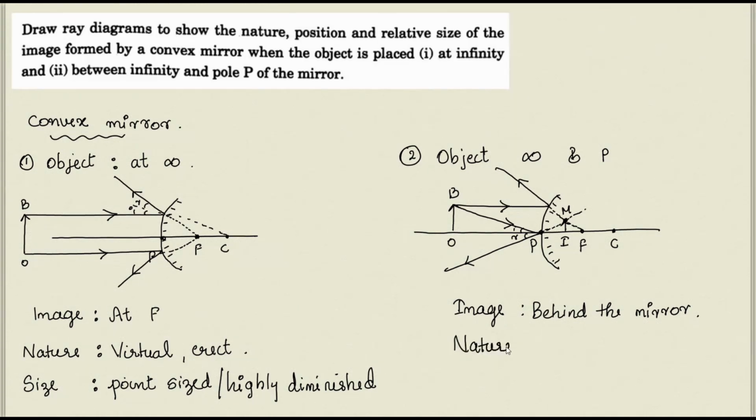Next, nature. The nature of the image formed is, as it is behind the mirror, it would be virtual, and the meeting point is above the principal axis. So we can say it is erect. If it is a virtual image, it will be an erect image. Then the size of the image. You can check the height of the object and height of the image. How is it? The image is very small when compared to the object height. So we can say that it is diminished, smaller in size when compared to the object. So this is how you draw the ray diagram and mark its image position, nature and size.